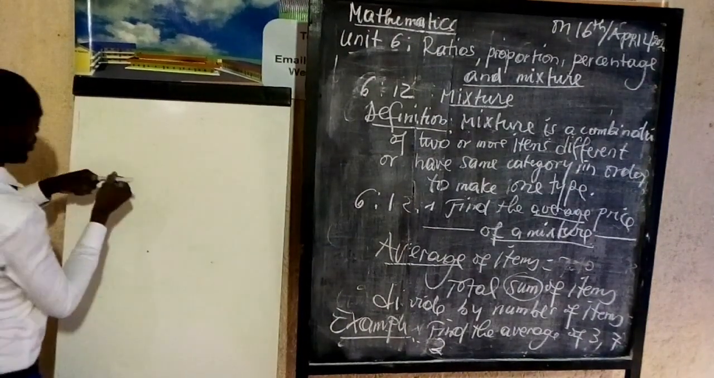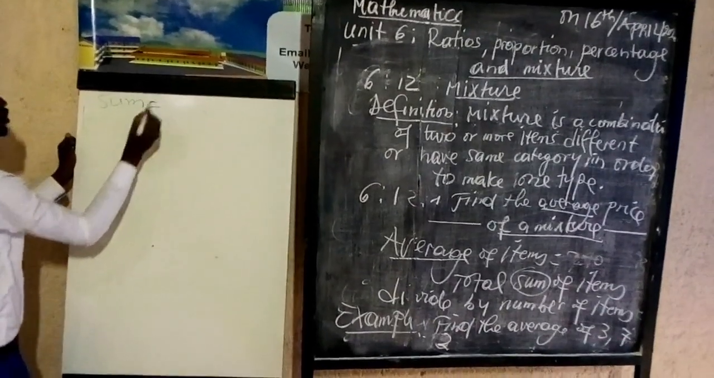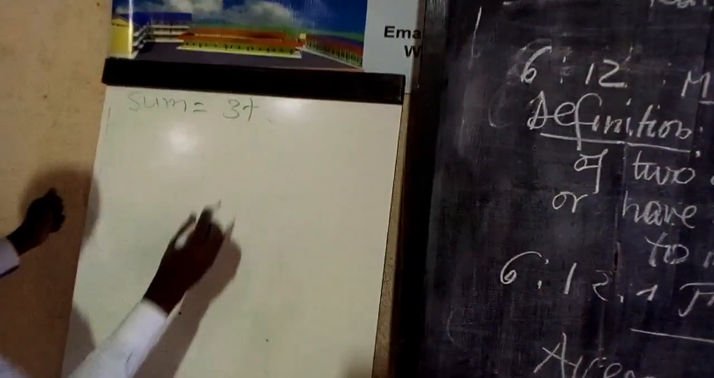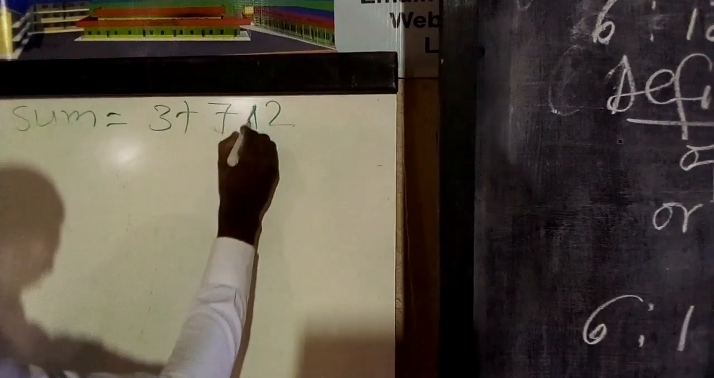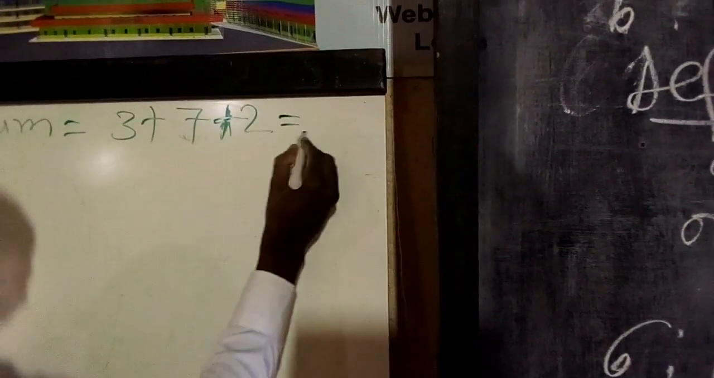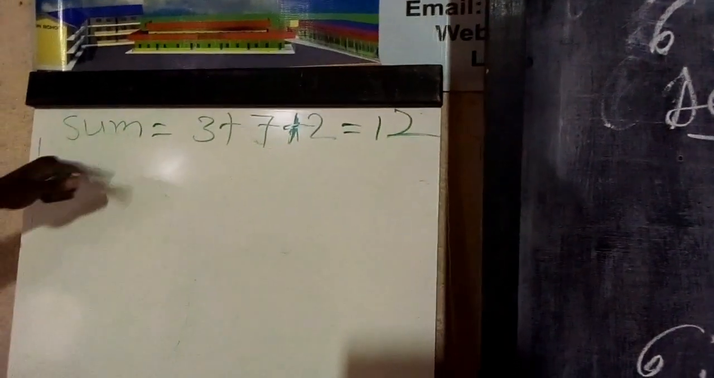Getting the sum, first of all, we are going to find the sum of items. Sum is equal to 3 plus 7 plus 2, and then we get 12. That is the sum of items we have.